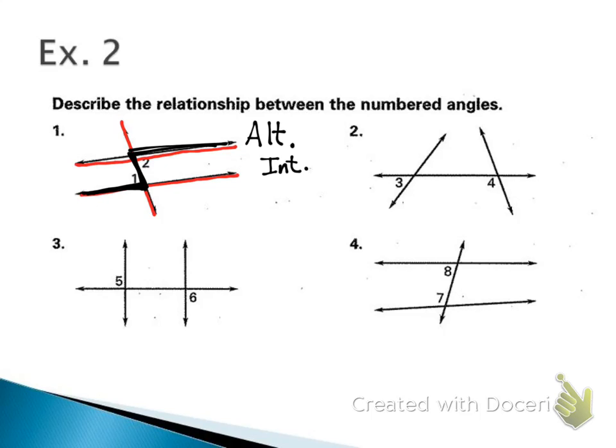All right, number 2. They're both to the bottom left of those intersection points. So those are corresponding. Good. Again, abbreviations are fine. Shorten it up. Just make sure you include all the right words.